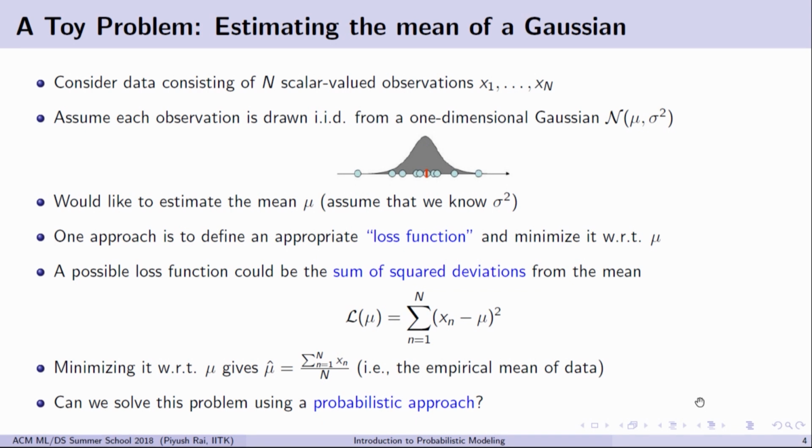So we have not done anything in terms of a probabilistic model. We have just defined a loss function. There is nothing probabilistic as such about the loss function. The loss function is just this sum of squared deviations. Okay, but how do we pose this problem as a probabilistic model and then solve it to estimate mu? So that is what we are going to look at next.